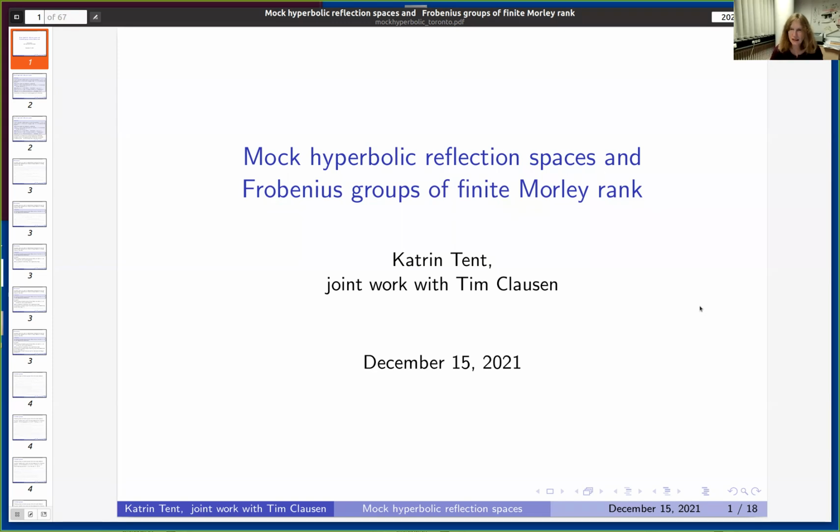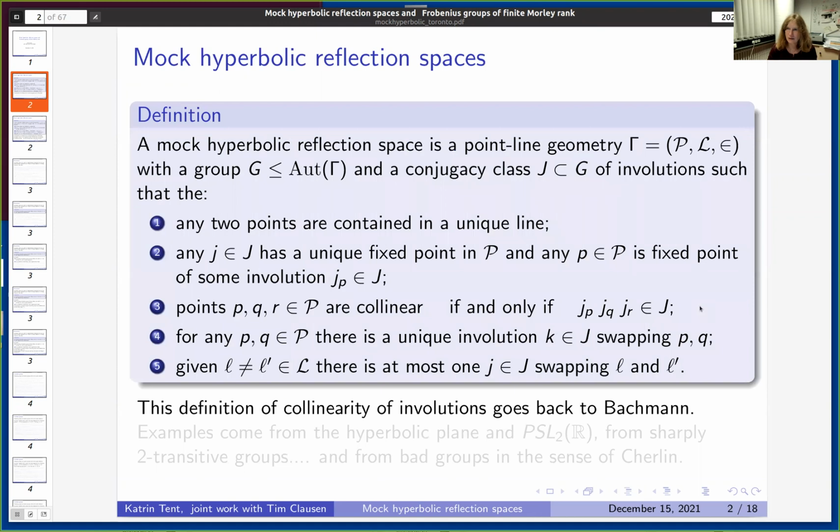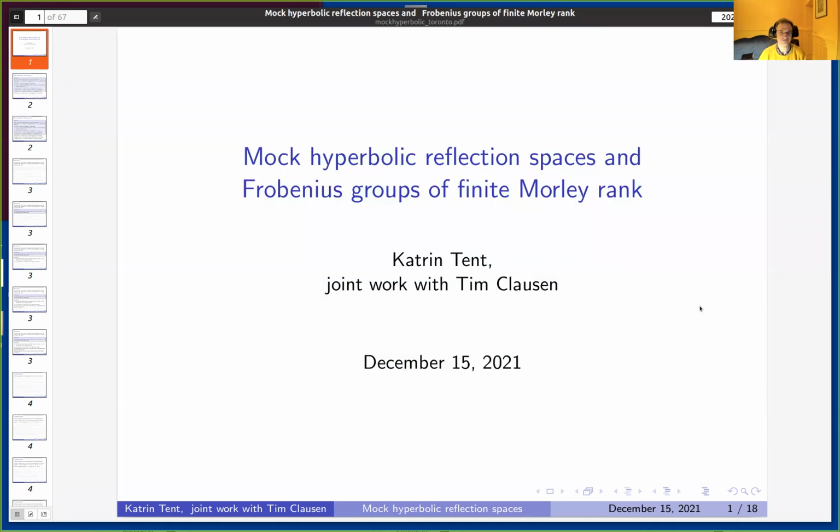I think you can see my screen and you see when I move my slides, right? Yes, exactly. Okay, very good.